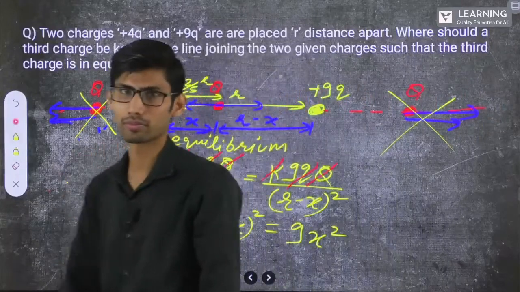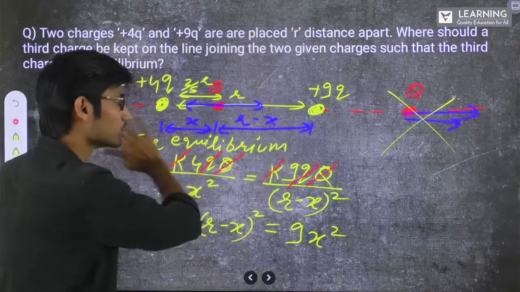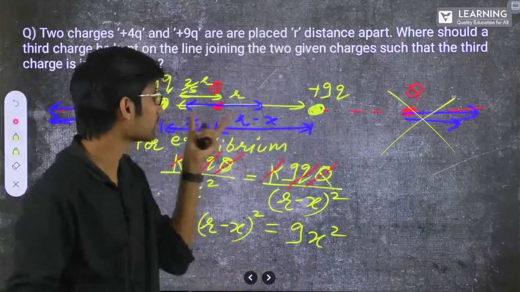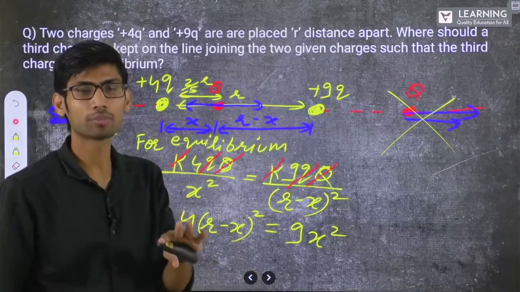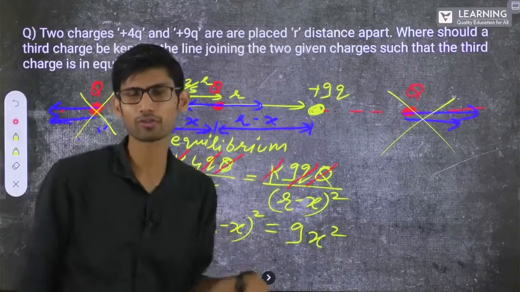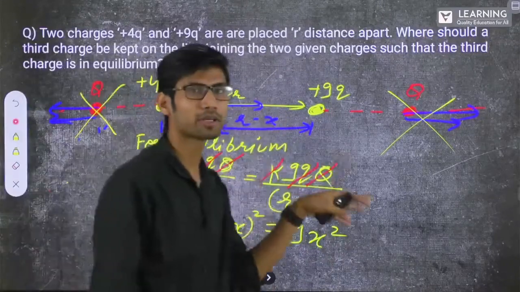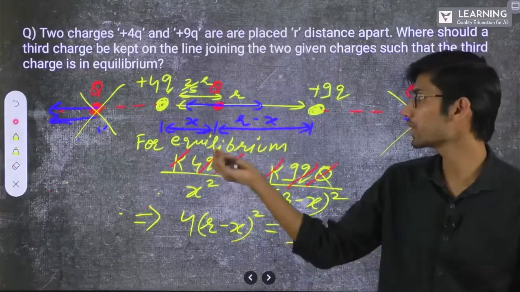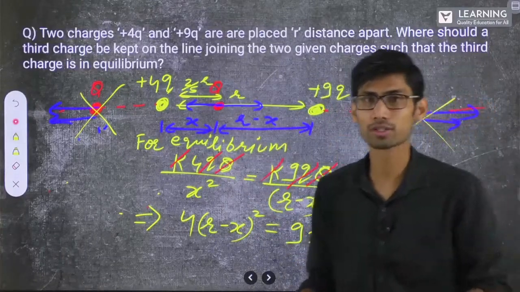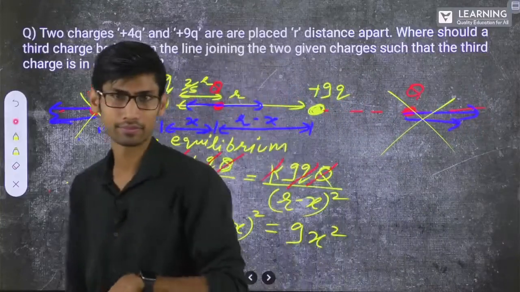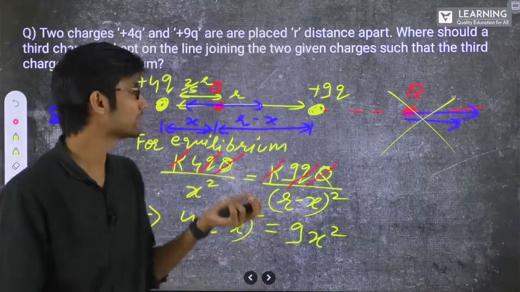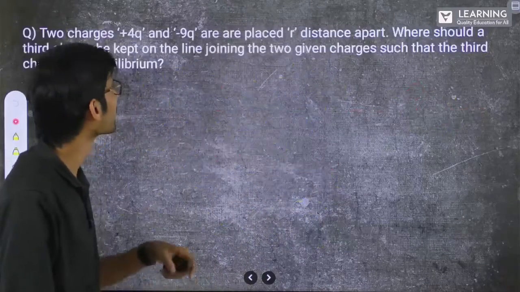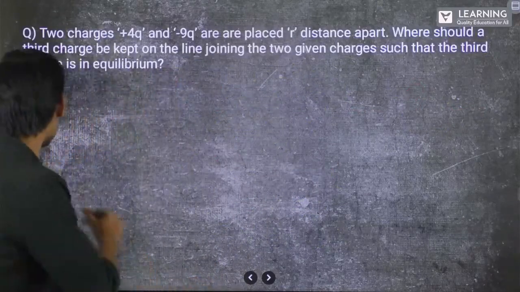For the competition, in boards you have to tell everything: why here it is not possible, why here it is not possible, why here it is possible. But in competition, to save your time, if such a question comes, this simple question will not come again. It will come with other concepts also. To save your time, you can just remember, if there are two charges of the same sign, the third charge to be in equilibrium should be between the charges. Now here, the signs are opposite.